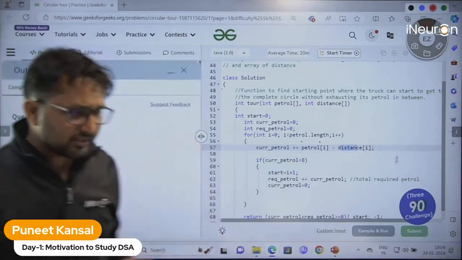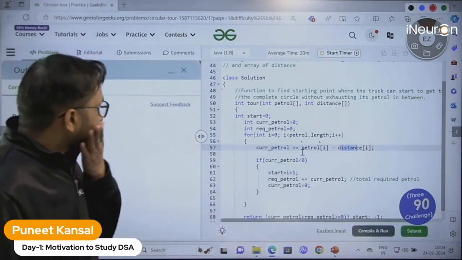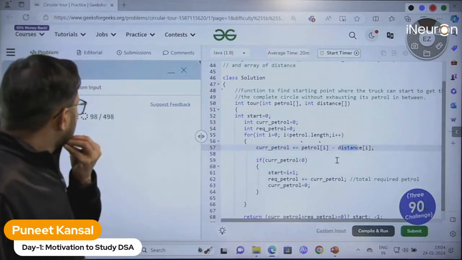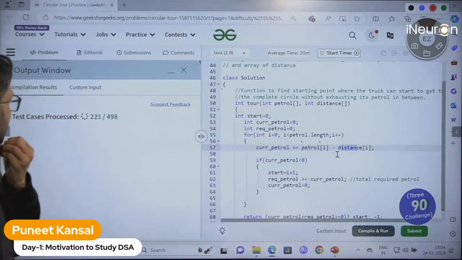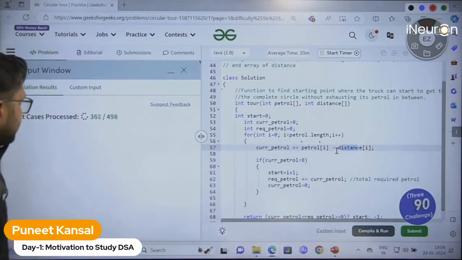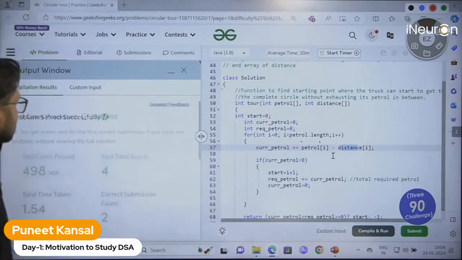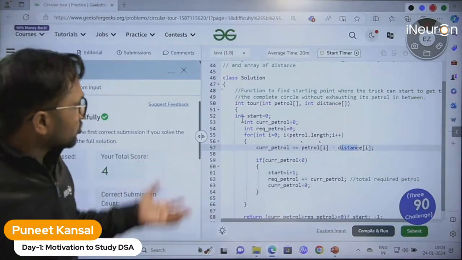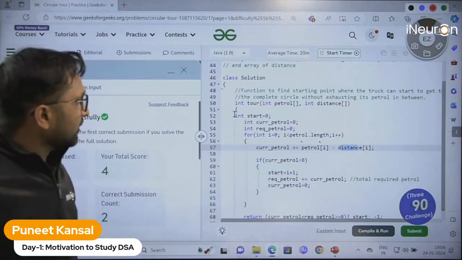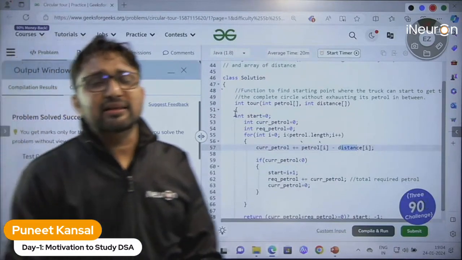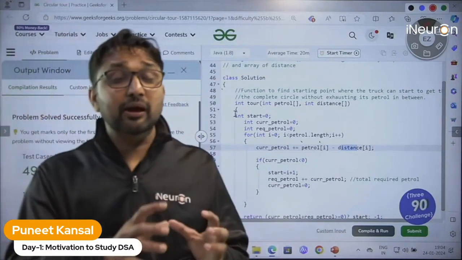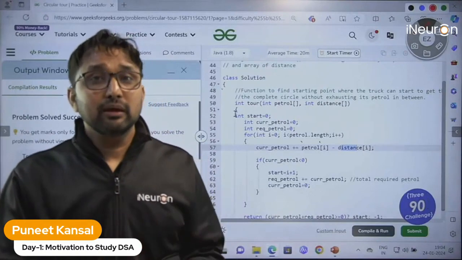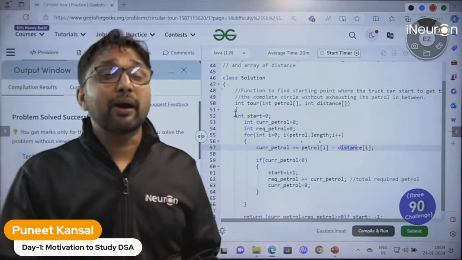So let me try to submit this also. That should work fine. Yeah, it's working fine. So changing from one language to another is not that difficult a part. The most important part is whether we are coming up with the logic or not, and that will come by practice.